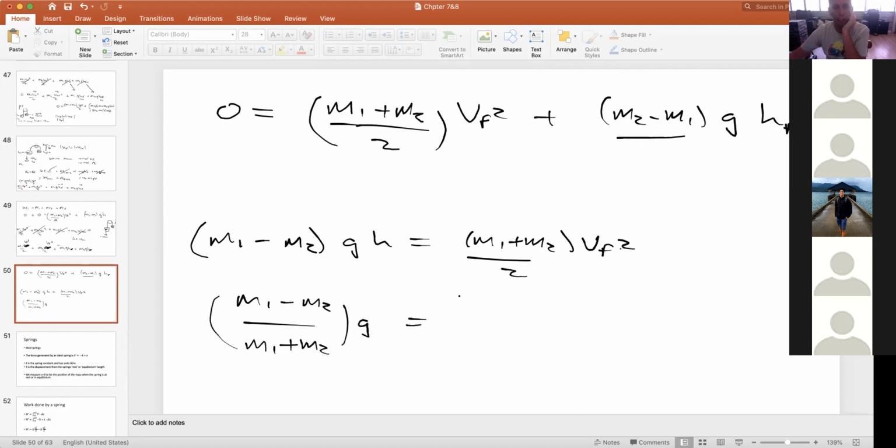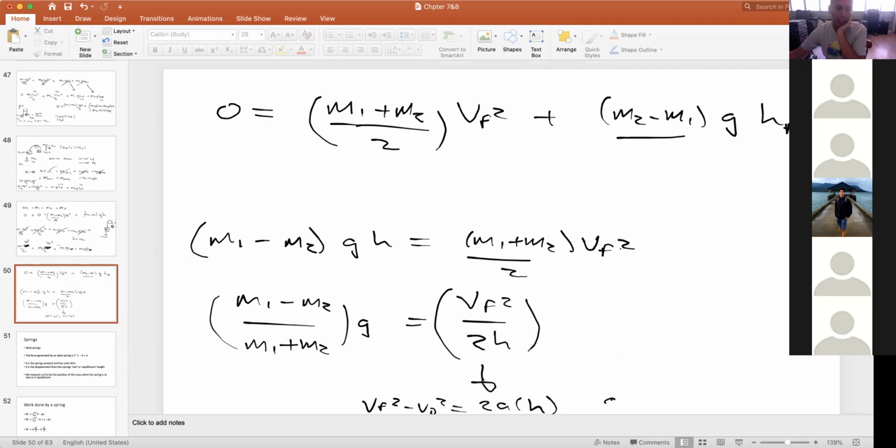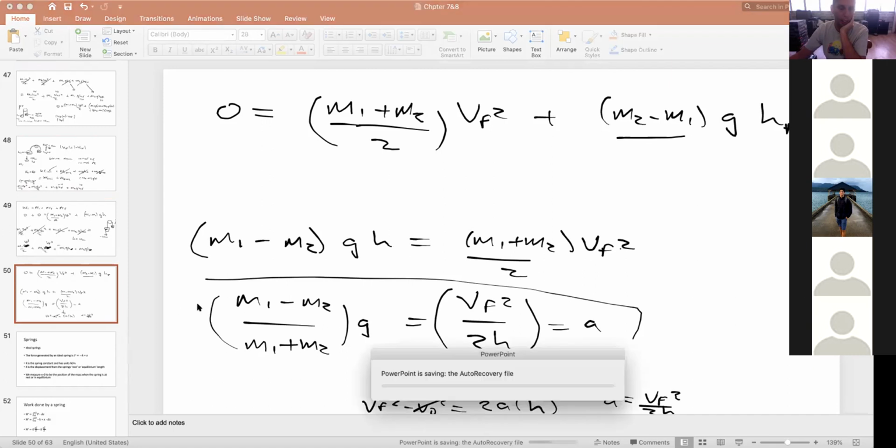Leave the g, and this is equal to v final squared over 2h. But this, you already know, if v initial is 0, and this is 2a times h, then a is equal to v final squared over 2h. So this is a. The energy equation, what I'm showing you here, is this energy equation that we did.